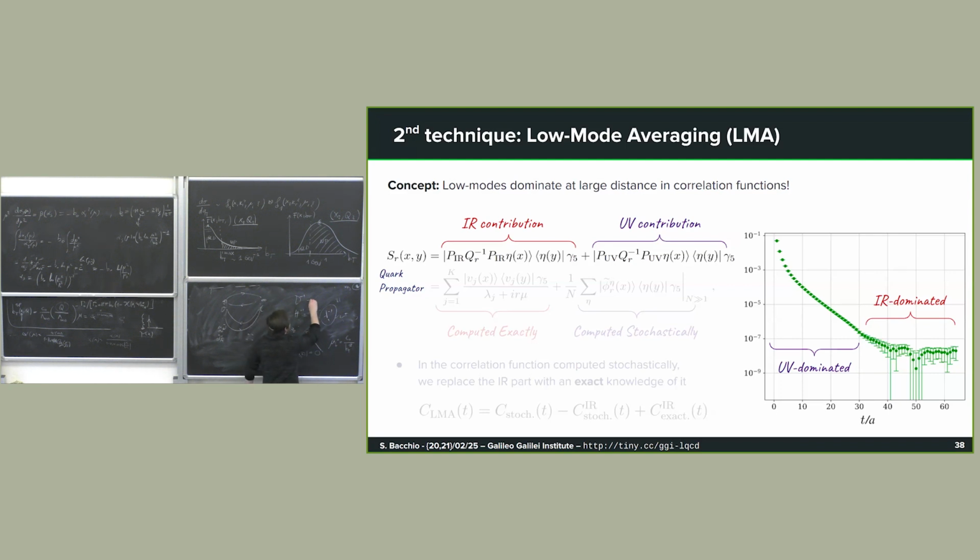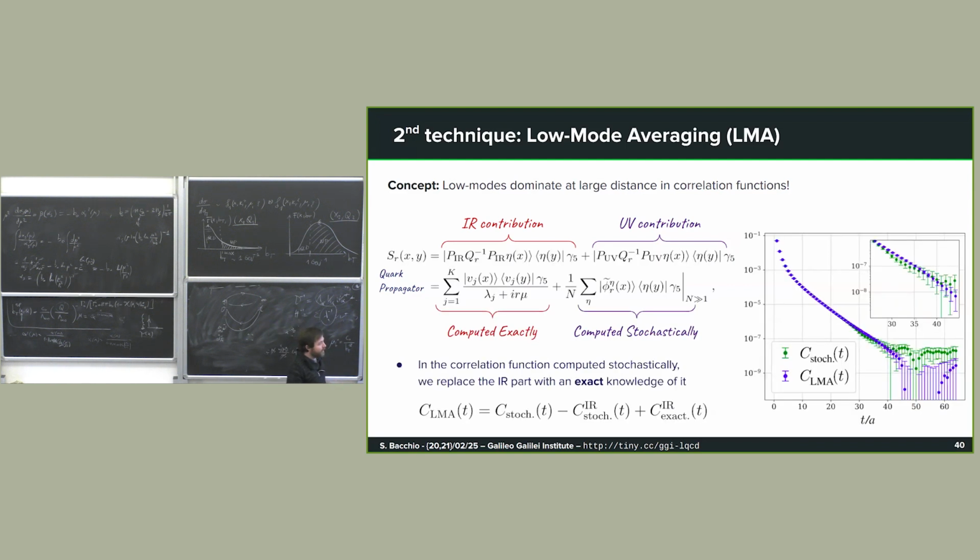So if you're able to compute exactly the infrared part of it and write it like this, plus the rest, you can reduce your error significantly. This is another technique that we use, where we compute exactly the infrared part of it, and we can get, for instance, these propagators.